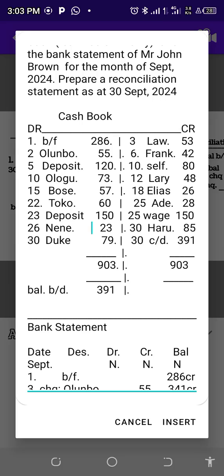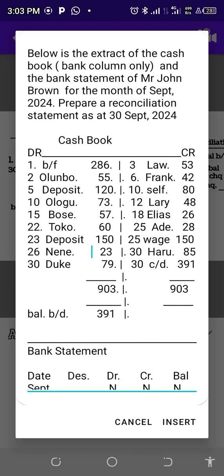I'm sorry for that distortion. Below is the extract of the cash book, bank column only, and the bank statement of Mr. John Brown for the month of September 2024. Prepare a bank reconciliation statement as at 30th September 2024.